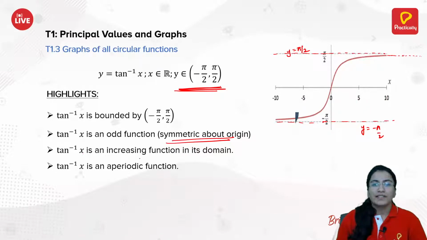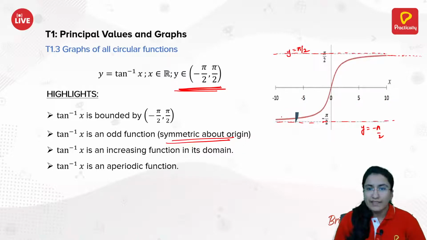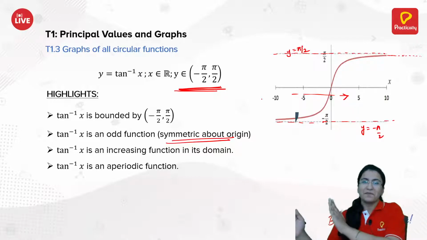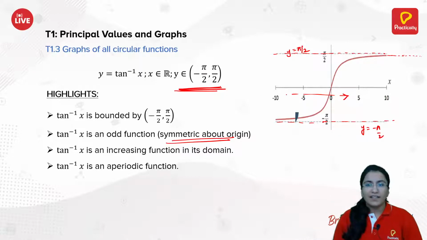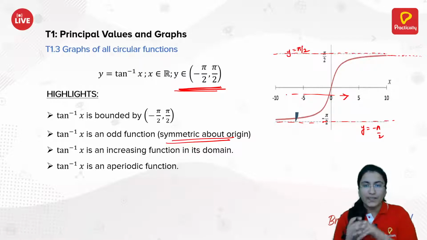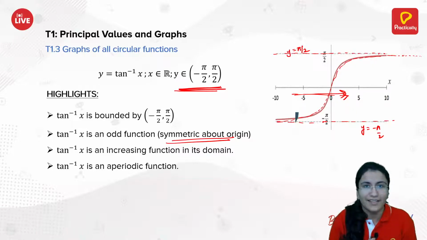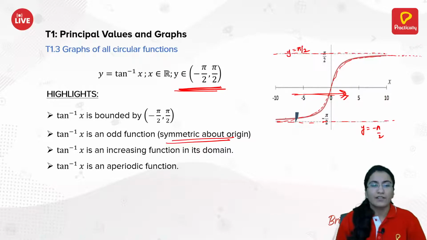Next is tan inverse x is an increasing function in its domain. You can see that as the value for x is increasing as you move towards this side, right? I have drawn from -10 to +10 only. So basically if you are moving from -infinity to +infinity, you can see x is increasing in this direction. That means if you move from this to this, your value for y in this direction is increasing and increasing, basically strictly increasing. That means your overall function has an increasing function graph, right?